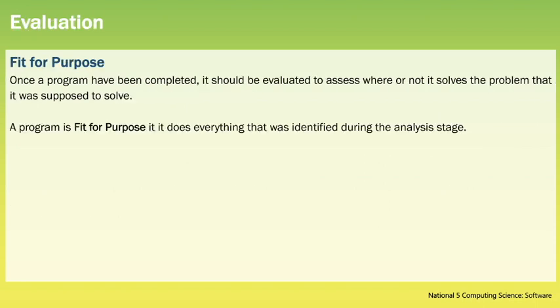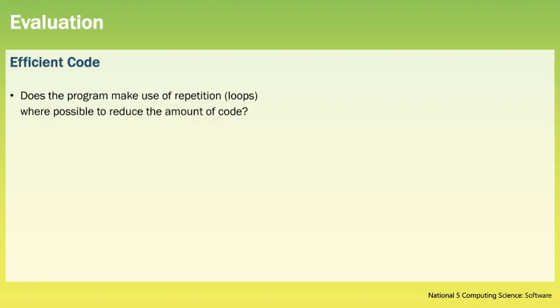Once you've tested your program, we then go on to evaluate it. And we evaluate it in a number of terms. One of these terms is its fitness for purpose. And this means we're assessing whether our program does everything that it was identified that it should do. So we look at the finished program, we look at our initial analysis and determine if it does everything that it should do. We can also evaluate our program and its efficient use of code.